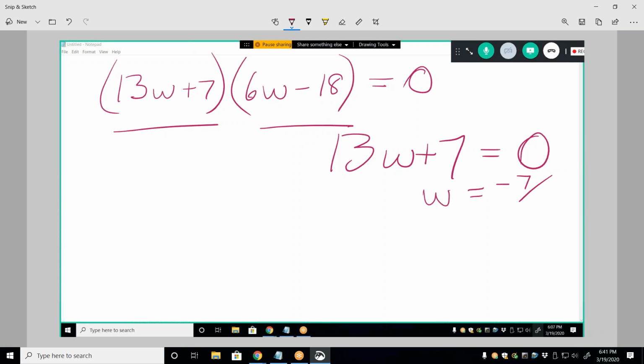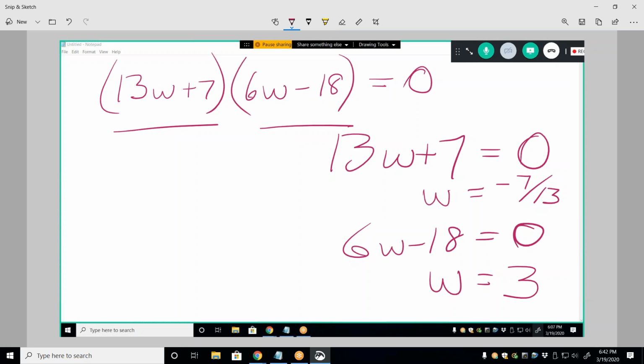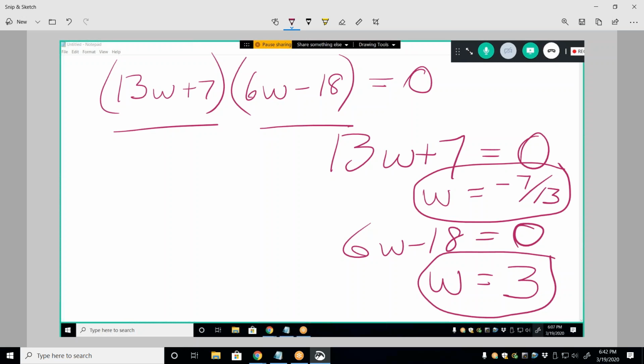Okay. That's one solution. The other solution is take the other thing and set it equal to 0. What do you get? 18, w equals 18/6. Which is what? It's 18 divided by 6. 3. So it's, yeah, 3. So those are your two solutions. And with this kind of a problem, I know that both of those work. I don't have to put them in and check them.